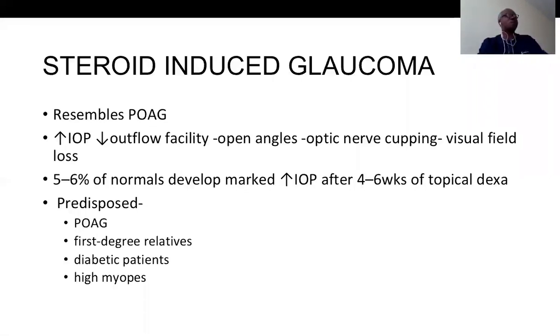Once the steroid is withdrawn, usually the pressure comes down. But in a subset of these patients, no matter what is done by way of withdrawing the steroid, the pressure remains high. So right from the onset, they will require pressure lowering drops. And when they are still uncontrolled, some will actually require trabeculectomy.